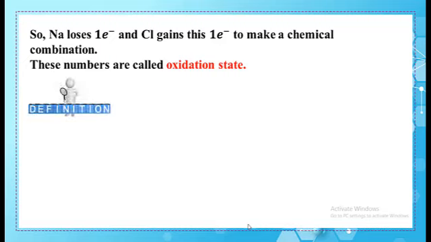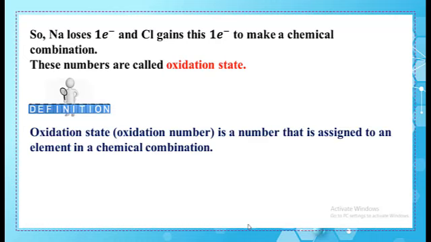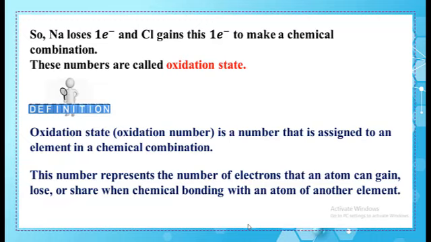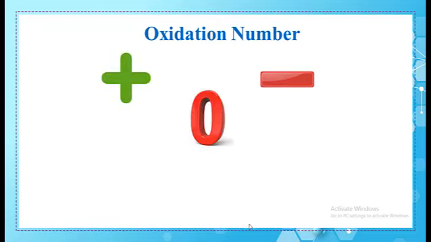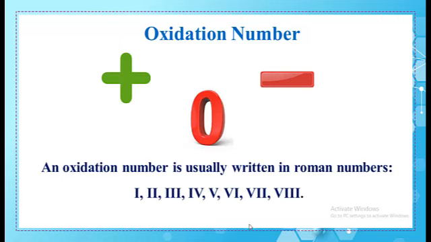So, what is the definition of oxidation number? Oxidation number or oxidation state is a number that is assigned to an element in a chemical combination. This number represents the number of electrons that an atom can gain, lose, or share when chemical bonding with an atom of another element. The oxidation number that is assigned to an atom can be either positive, negative, or 0. The oxidation number is usually written in Roman numbers from 1 till 8. This is for study.